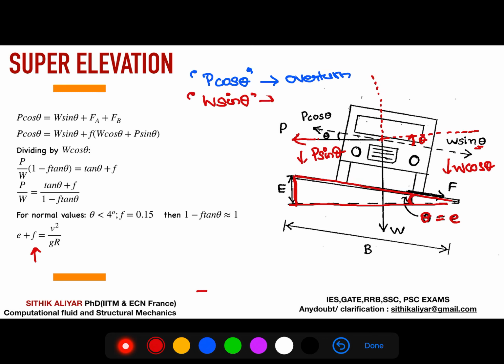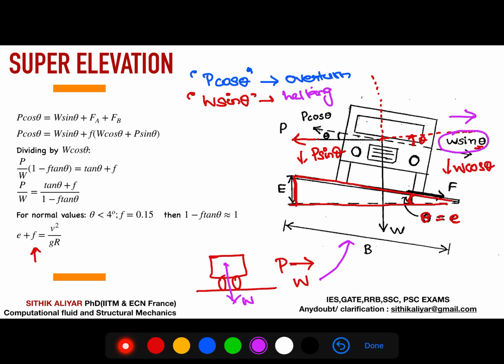Earlier, when the road is straight and the vehicle is going something like this, in a horizontal curve where there is no super elevation, P was creating an overturning and W was not helpful at all, because W will act straight down. There was no component of W which was helping us, but when you have provided a super elevation, you can see the W sin theta term is helping us in the opposite direction of P cos theta, which helps counteract the P cos theta that is going to overturn your vehicle.